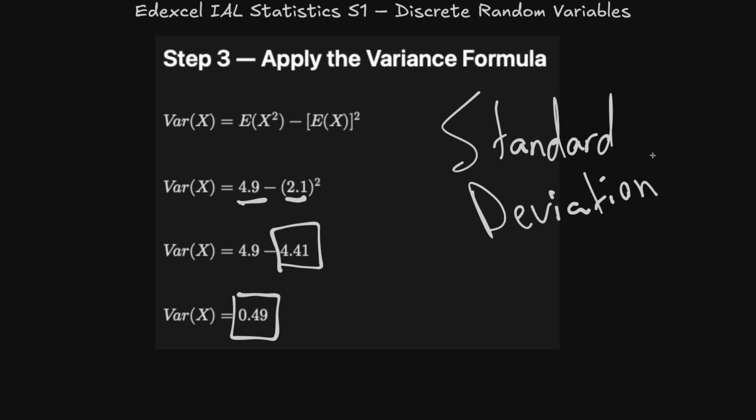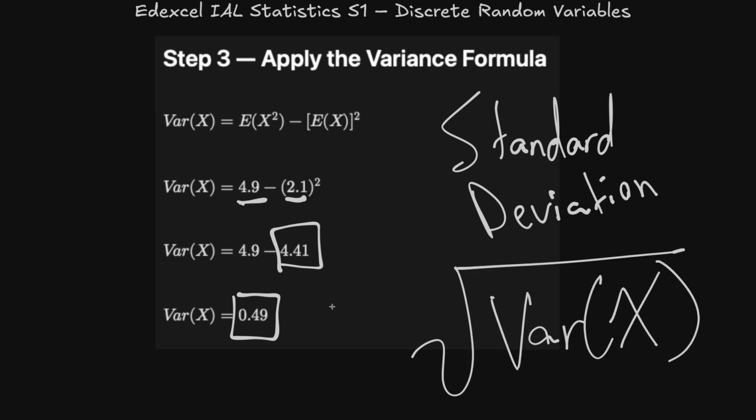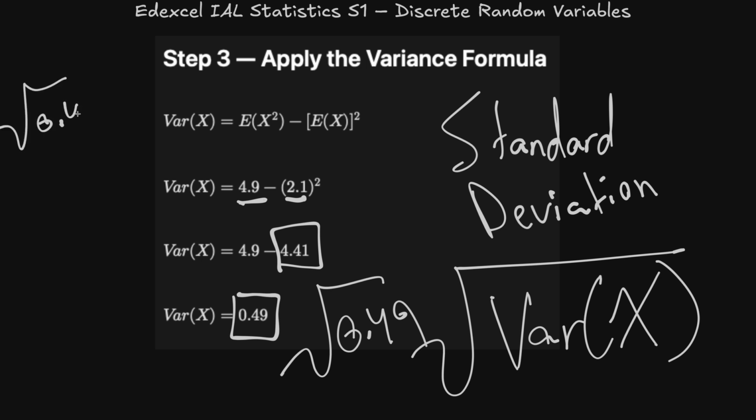We have now another measure for statistics, which is standard deviation, which basically tells us the typical distance from the mean. The standard deviation is simply the square root of the variance. So in this case, our standard deviation will be square root of 0.49. The square root of 0.49 is basically 0.7. So here it means outcomes are usually about 0.7 units away from the average or the mean. And this is the interpretation for the standard deviation.